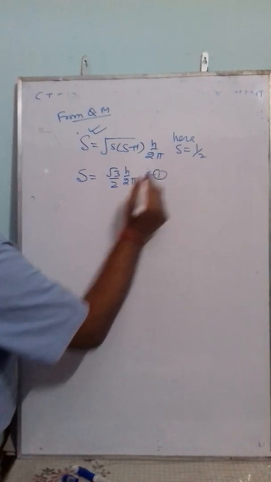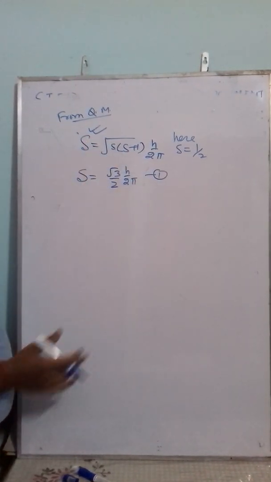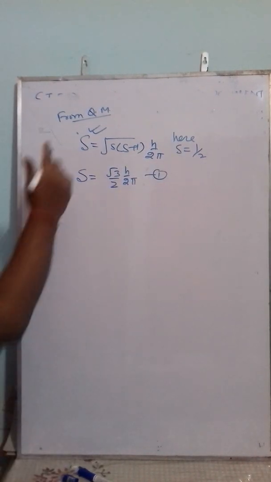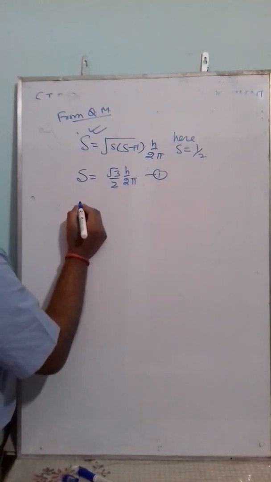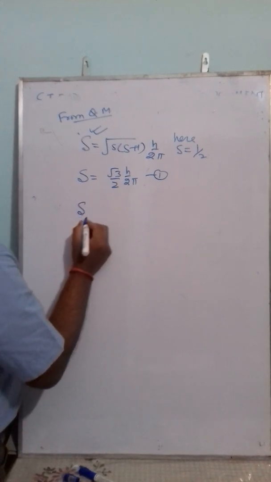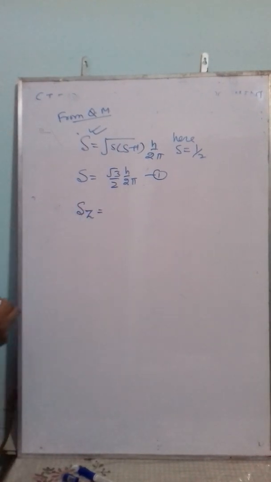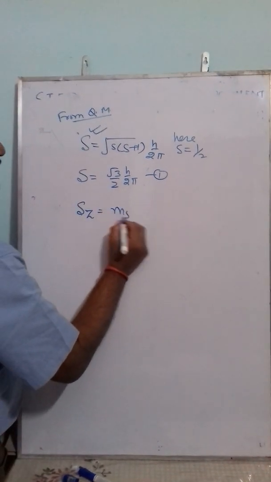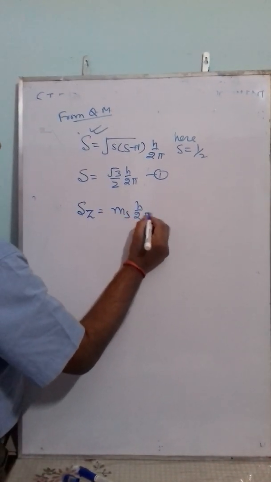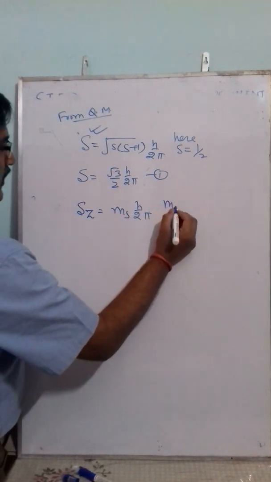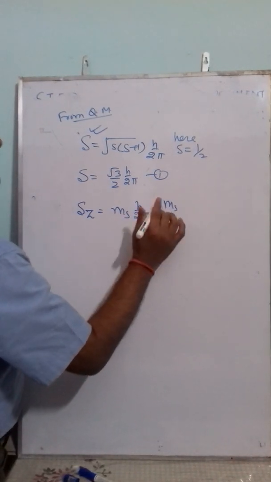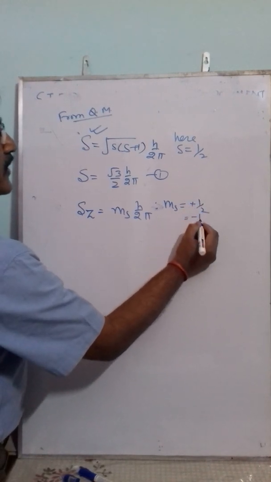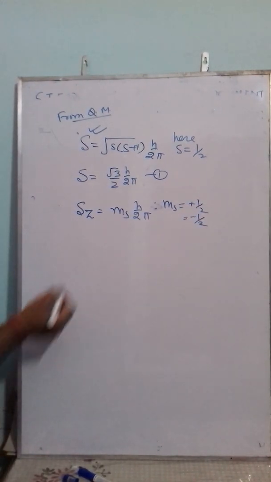Now the Z component of it: the magnetic field is directed along the Z axis, then the Z component of this spin is Sz. Sz comes out to be ms times h upon 2 pi, where ms can take the values plus 1 upon 2 and minus 1 upon 2.